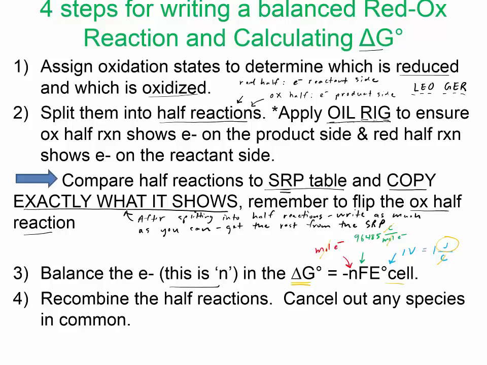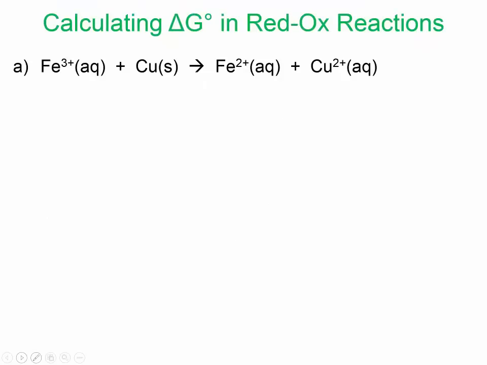All right, so let's start an example problem. So here we have aqueous iron ions reacting with copper, and like always, the first thing to do is assign oxidation states so that we could split this up. As we see, copper is a 0 here, and then on this side it's a 2 plus. So it went from 0 to 2 plus. That means it lost electrons.